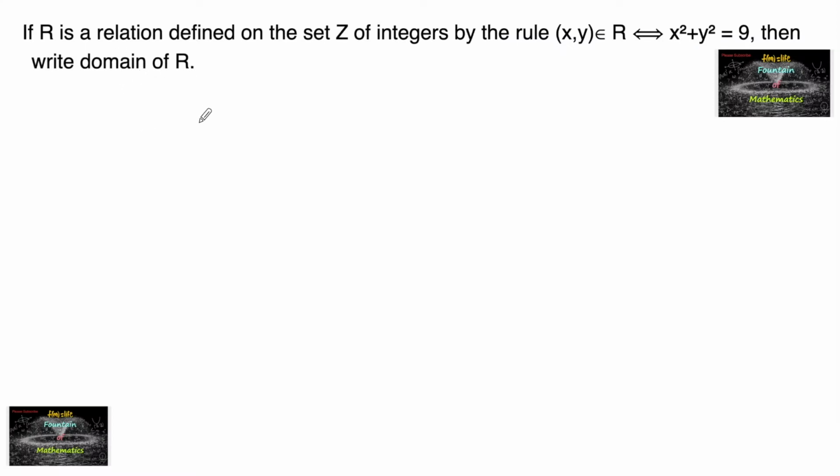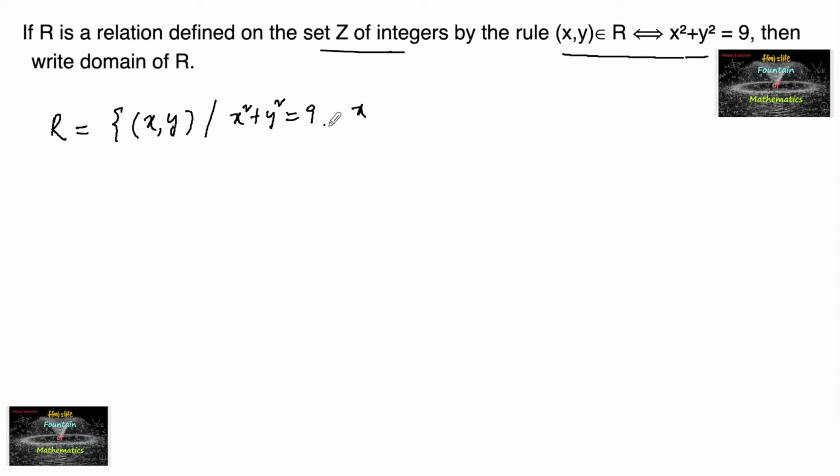If R is a relation defined on the set Z of integers by the rule (x, y) belongs to R if and only if x square plus y square is equal to 9, then write the domain of R. So given here the relation R is equal to {(x, y) such that x square plus y square is equal to 9}, where x and y are integers.